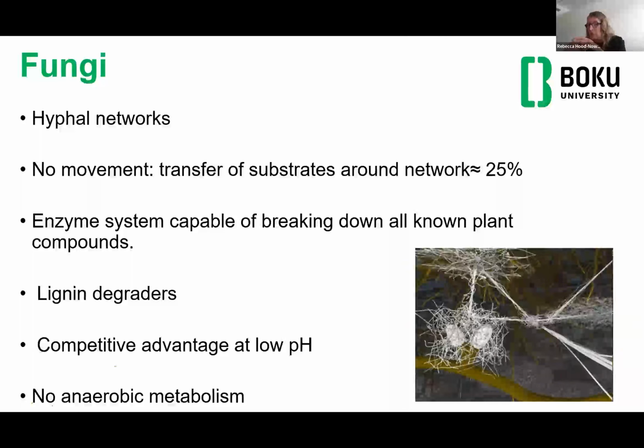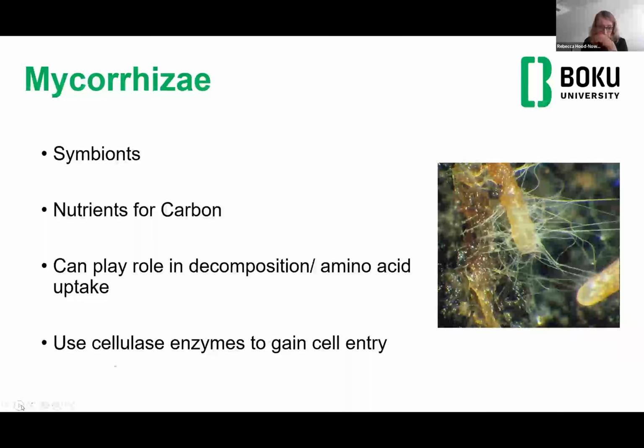The enzymes are capable of breaking down all known plant compounds. They're the only lignin degraders. They're very competitive at low pH, but they have no anaerobic metabolism. That's their main sort of negative. And that's why we get higher levels of organic matter in areas of higher latitude.